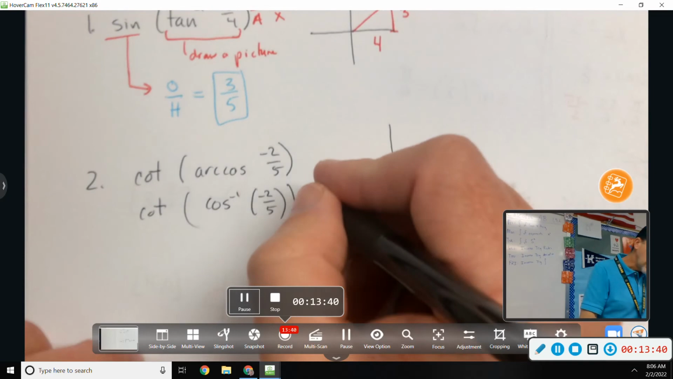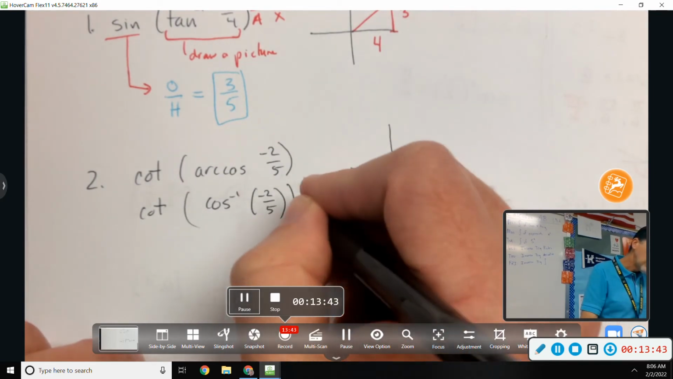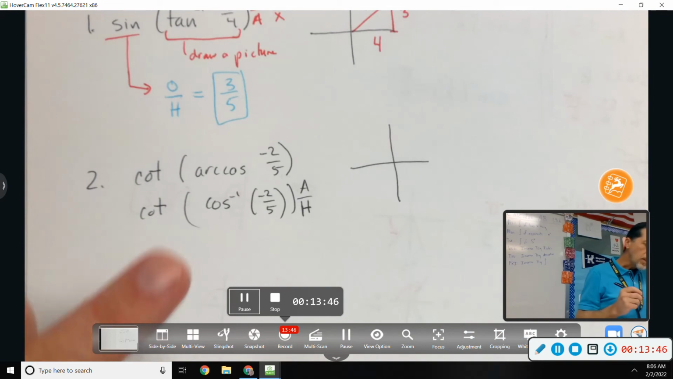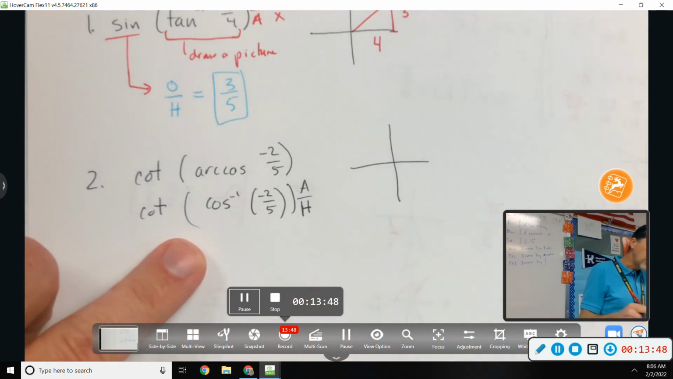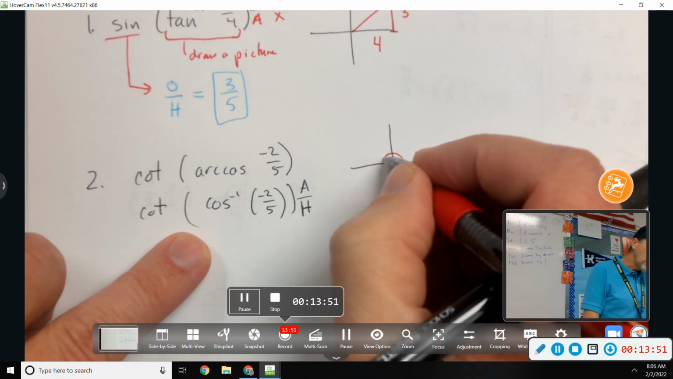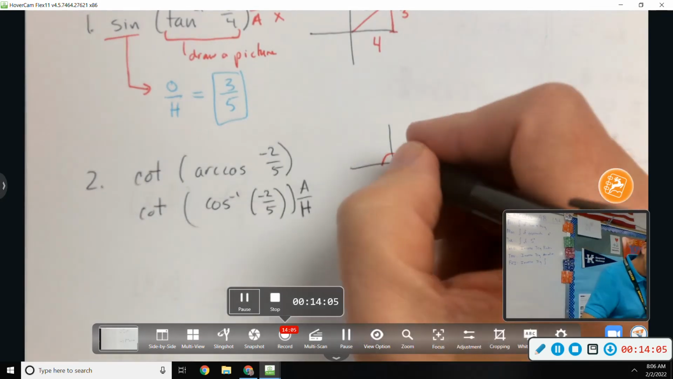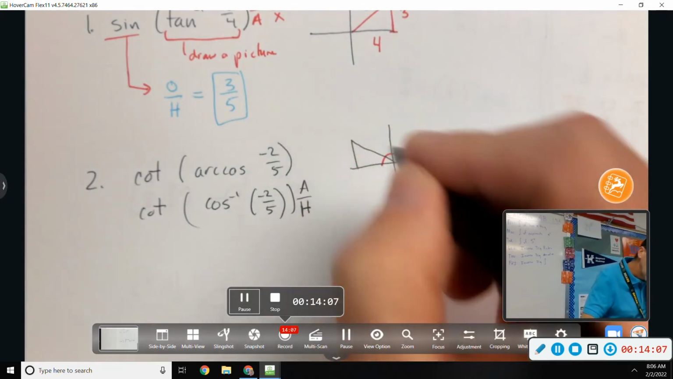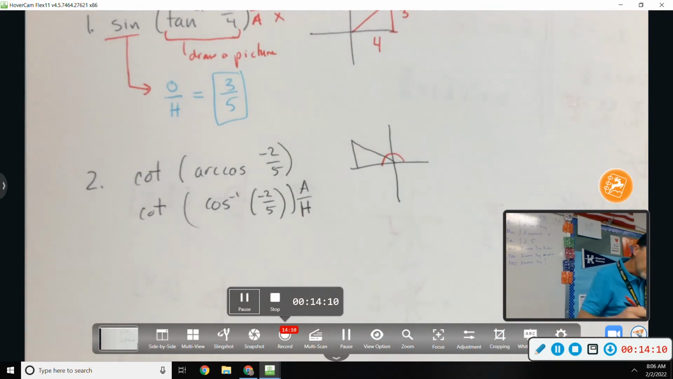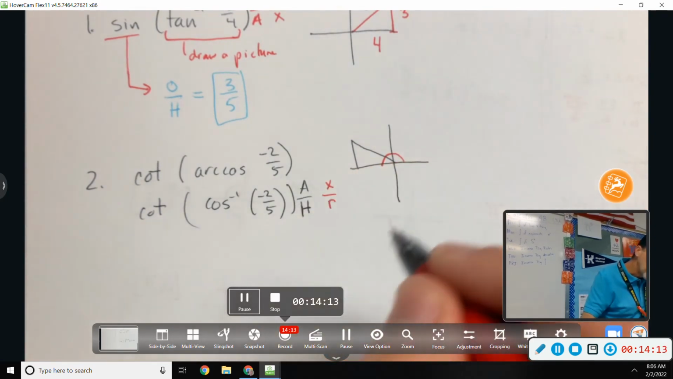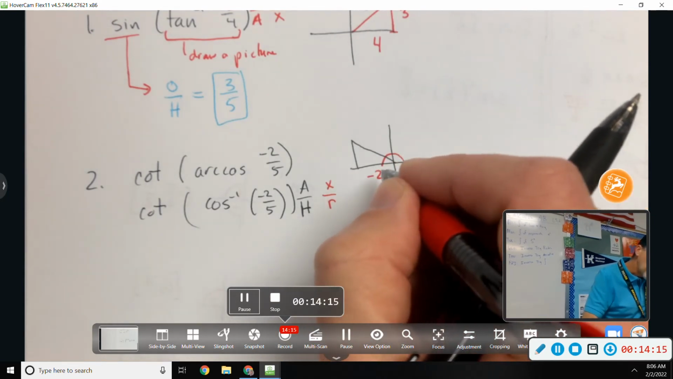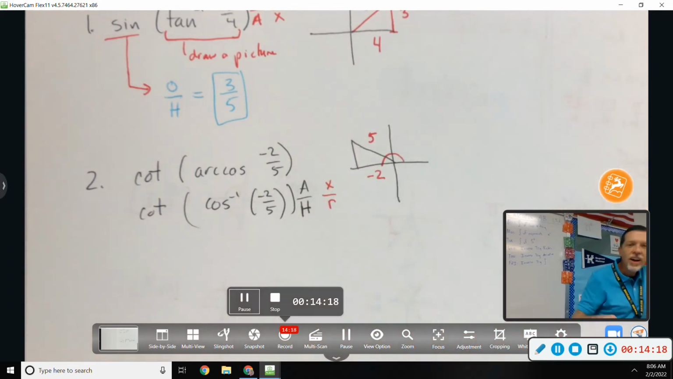Let's see, cosine is adjacent over hypotenuse. But inverse cosine, I'm supposed to be in the first or second quadrant. Where should I draw this picture? What quadrant has a negative cosine? The second. Second and third, but the second would be the easiest. So it's still that logic of, do the one that makes the most sense. So adjacent over hypotenuse, or x over r. Adjacent's negative 2. R is 5.